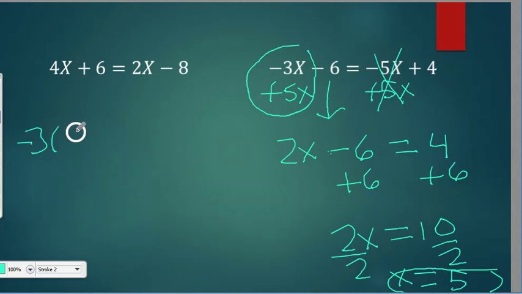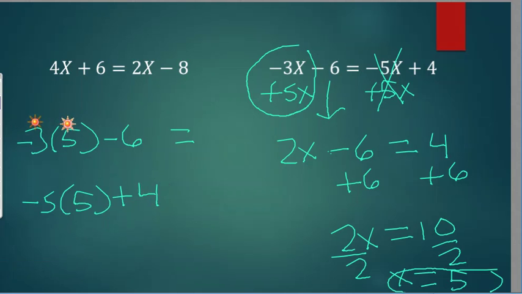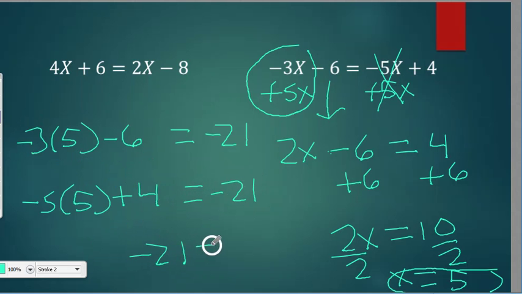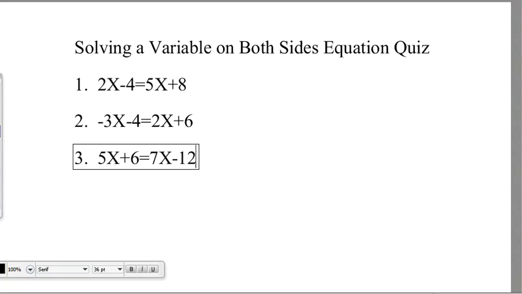So now let's plug 5 in for our x. And we have negative 5 times 5 plus 4. And let's make sure that this does make a true statement. Negative 3 times 5 is negative 15. Negative 15 minus 6 is negative 21. And then we have negative 5 times 5, which is negative 25. Negative 25 plus 4 is also negative 21. So negative 21 does equal negative 21. x equals 5 is our solution.